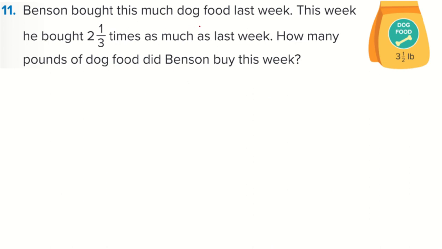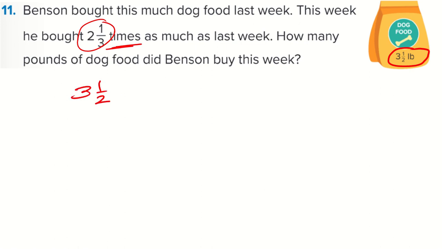Benson bought this much dog food last week. This one. Okay. It is written here in the picture. Make sure that in the exam you are reading the questions carefully. Okay. This week he bought this much times. Again, we have times. So, multiply them. 3 and 1 over 2.